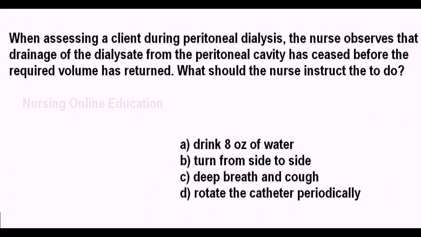When assessing a client during peritoneal dialysis, the nurse observed that drainage of the dialysate from the peritoneal cavity has ceased before the required volume has returned. What should the nurse instruct to do? Options: drink 8 ounces of water, turn from side to side, deep breathe and cough, rotate the catheter. Then answer is turn from side to side.